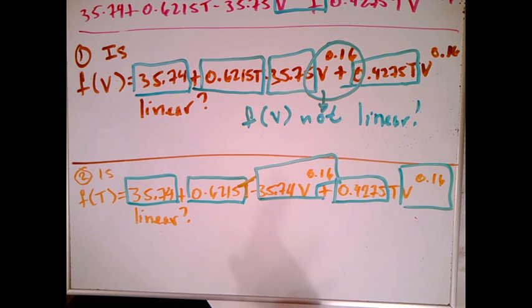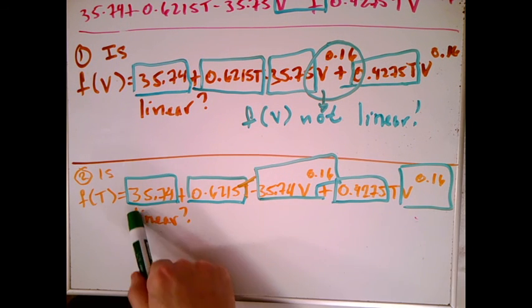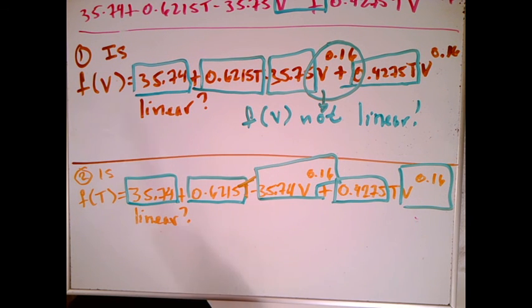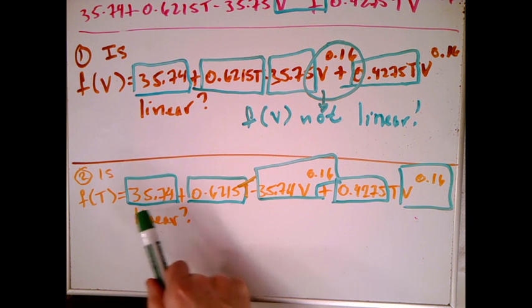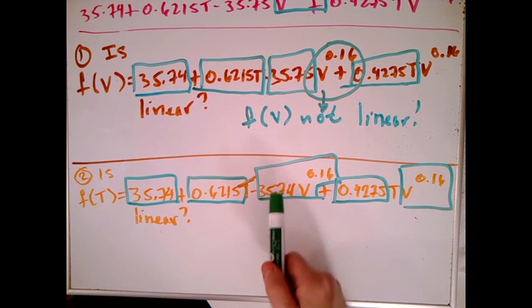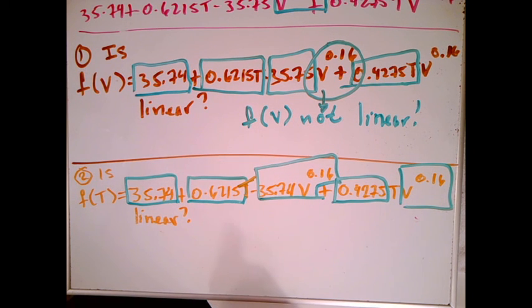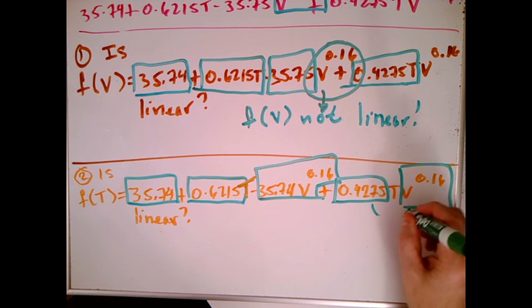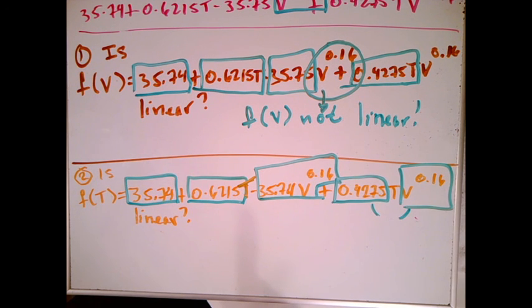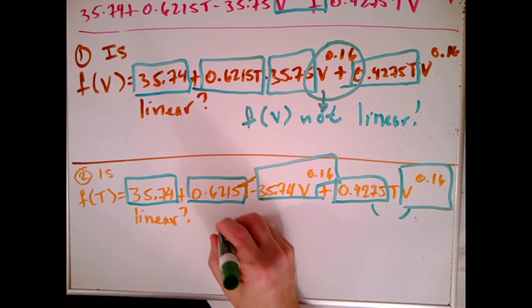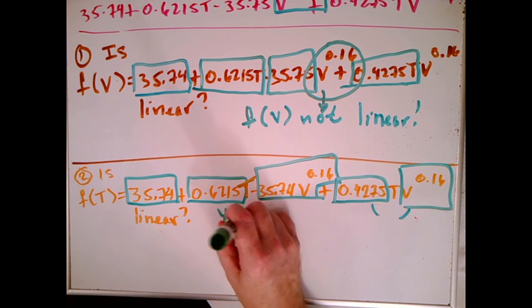Now, is what I have linear? What I have is a constant plus a constant times t. So far that's linear because that's what linear functions can look like. It can be a constant plus a constant times the variable plus another constant. We're still good. Plus, remember, these two things together are a constant. So what this looks like is a constant plus a constant times t plus a constant times t. That's linear. So the answer is yes.